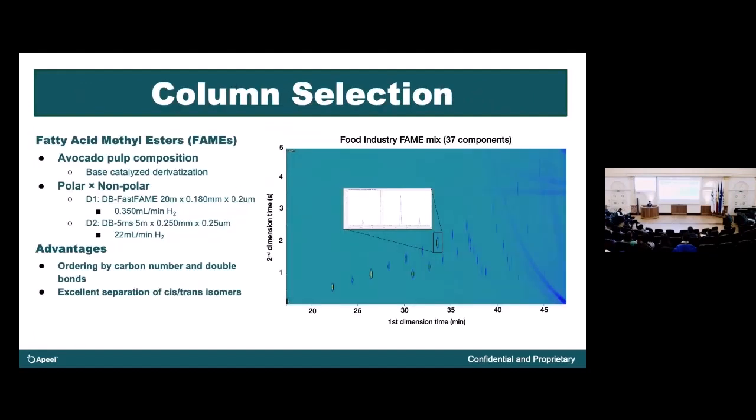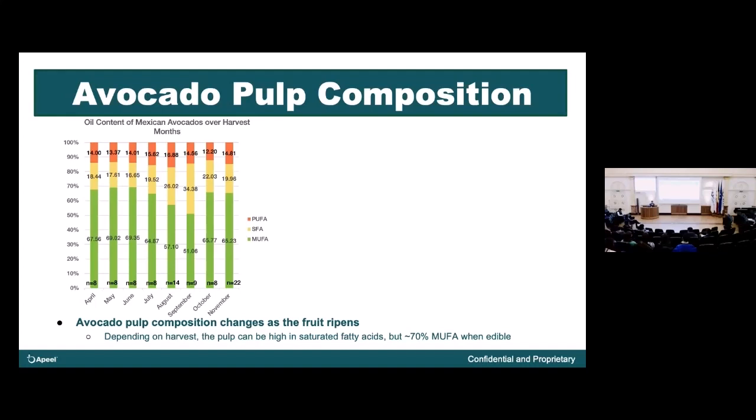So we went with this setup, which was the polar, non-polar. I really like this one. It separates by carbon number, and then as you go down in the chromatogram, it's that number of double bonds. So it looks really slick. You can get really good separation between the cis and trans isomers. So we went ahead and started to do a whole bunch of avocados this way. And this is some of the results that we get.